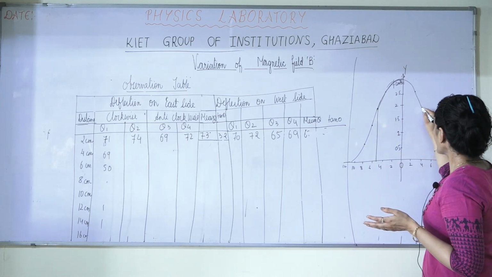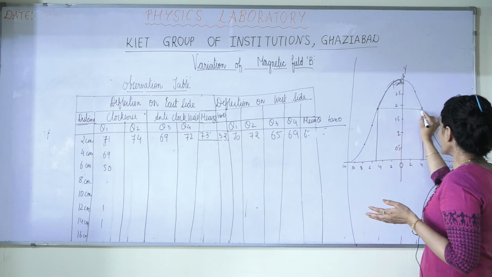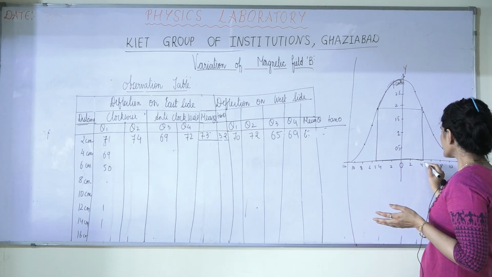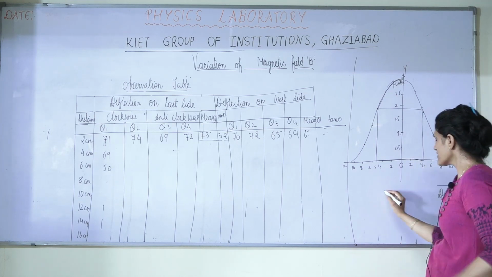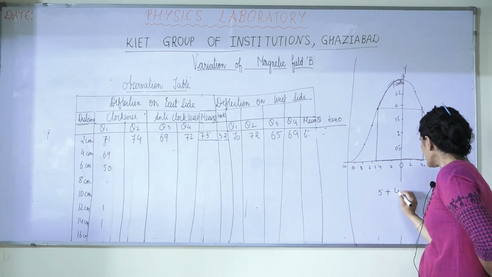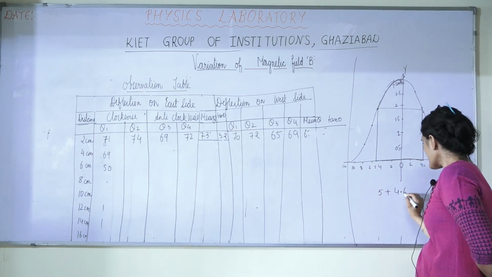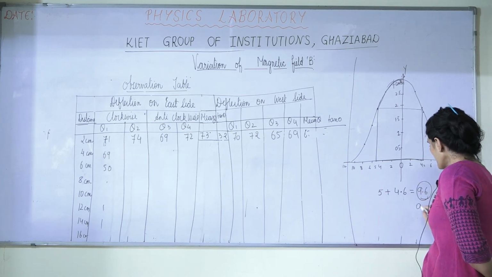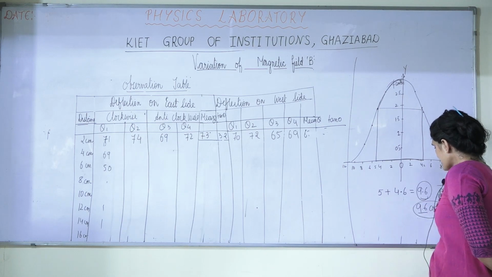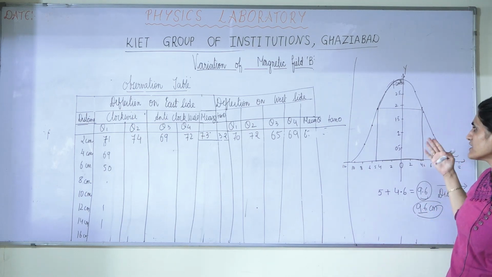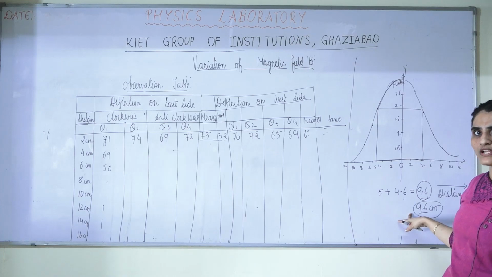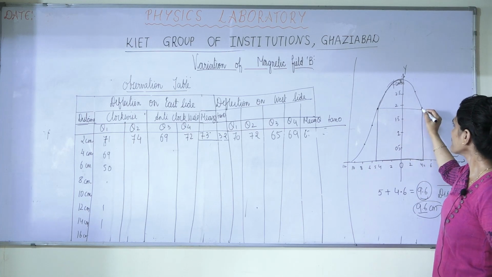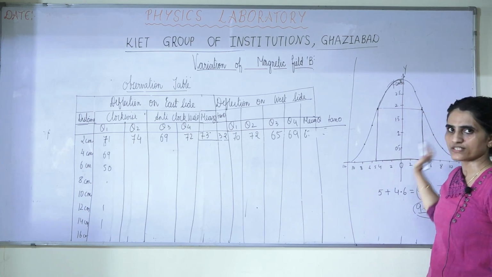So I will drop a perpendicular. The value from 0 to this is something like 5. From 0 to this is not 5, it is something like 4.8. So here 5 plus something like 4.6 comes out to be something like 9.6. So 9.6 is nothing but the radius of my coil. We prefer this method to find the radius of a coil rather than the formula used. So you have to choose a point of inflection whenever you take this reading.